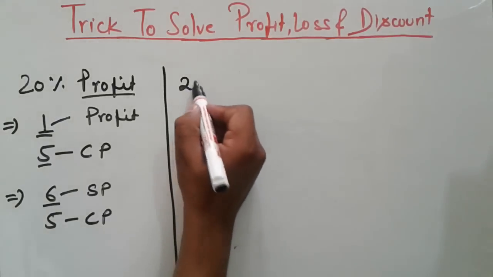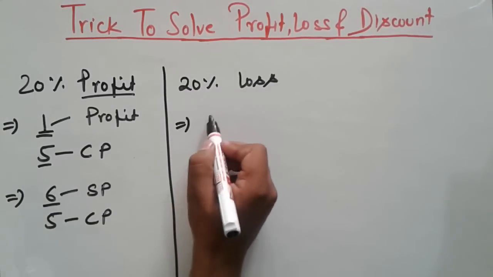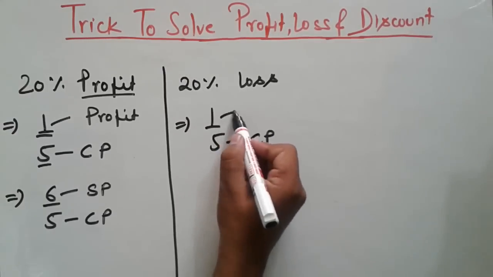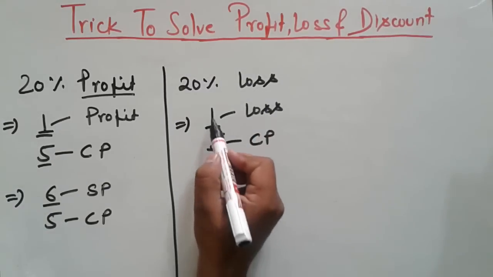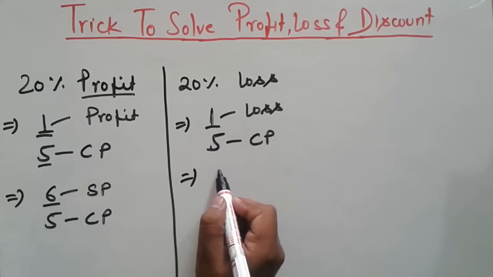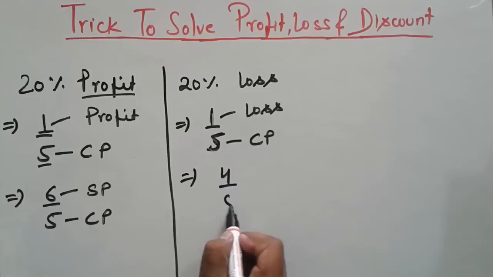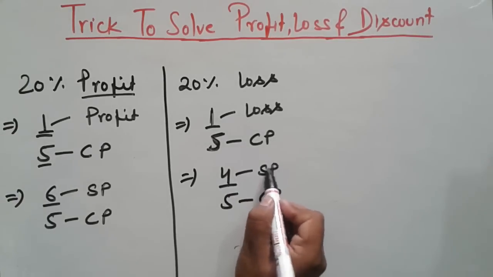Suppose there is 20% loss in a problem. So what does it mean? If we convert it into a ratio, it is 1/5 and the denominator is cost price and the numerator is loss. So it means for every 5 cost price there is a loss of 1. Now we can calculate the ratio of selling price by cost price. Our selling price would be 5 minus 1, it's 4 by 5. It is selling price by cost price.